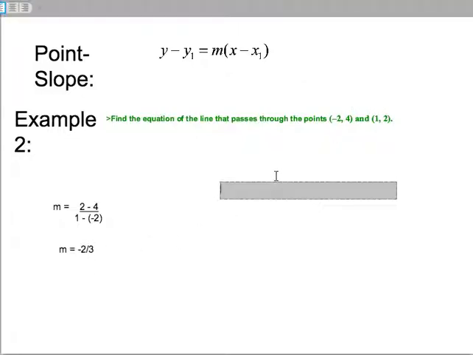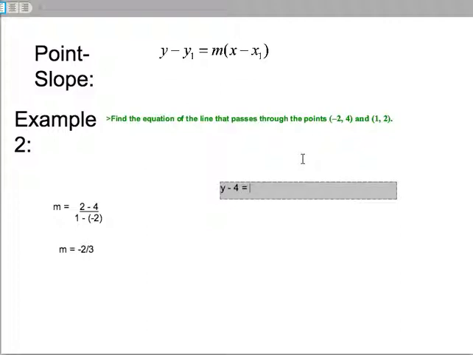So now it doesn't matter which point I choose. I can choose either one of these points to write my equation. So I'm just going to pick the first point, -2, 4, and I'm going to use my slope, -2/3. So it's y minus whatever my y is, and my y here happens to be 4.